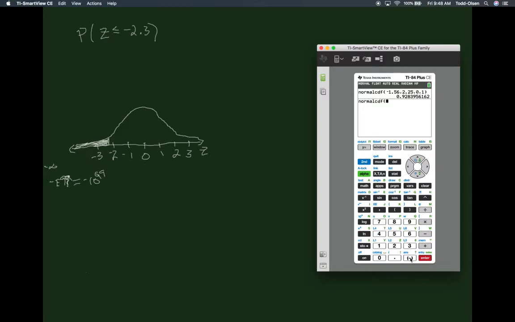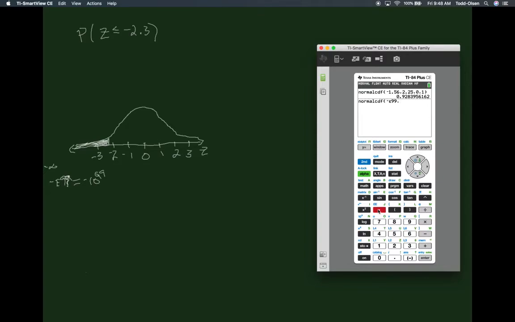And for the lower limit, I'm going to use negative E99. Now the E that I'm referring to here is notated on the keyboard as EE, and it's the function above the comma. So if I press second, then the comma key, and then type 99, that's negative E99. And the idea here is this is a very, very, very small number.